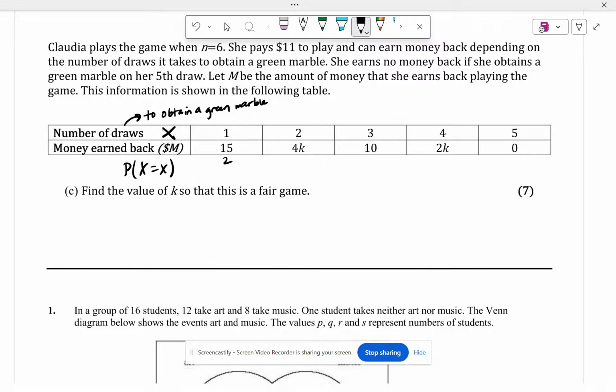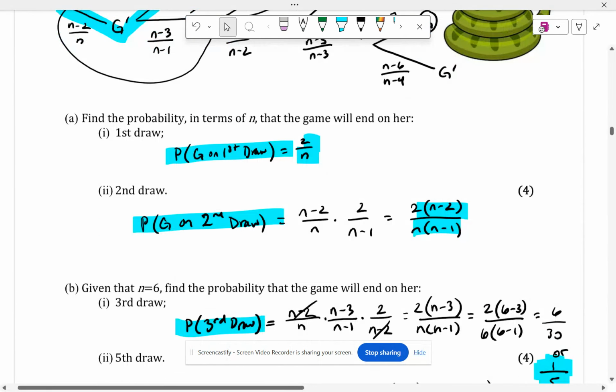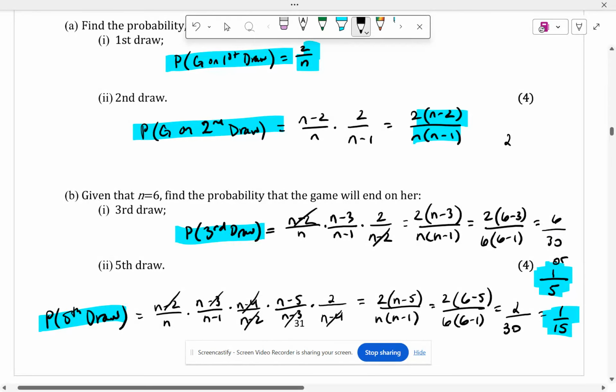So this was 2 over n. N is 6, so now we have 2/6 for that one. Second, you're going to have to plug in n equals 6 for the second one. So this will be 2 times (6 minus 2) over 6 times (6 minus 1). So then we have 6 minus 2 is 4, times 2 is 8. 8 out of 30.